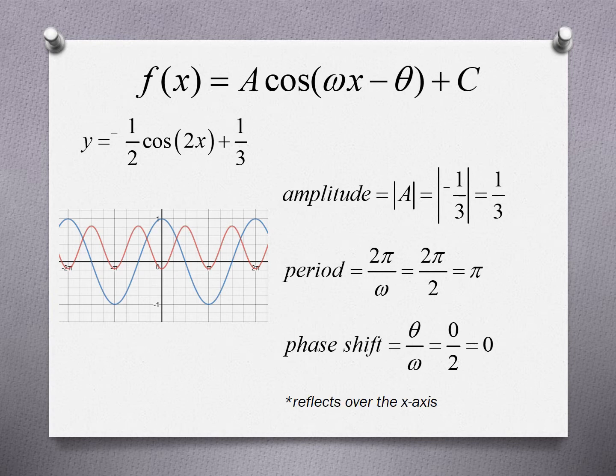Also notice that this thing reflects over the x-axis. How do I know that? We have a negative amplitude or a negative coefficient of that cosine. So this one is going to reflect over the x-axis, almost kind of upside down if you think about it in that regard.